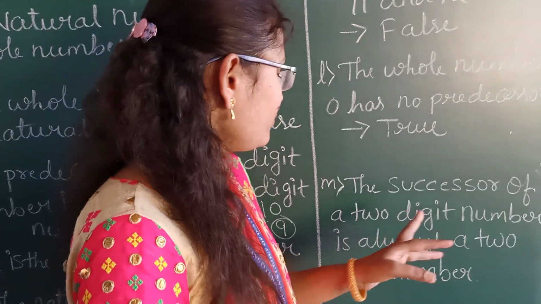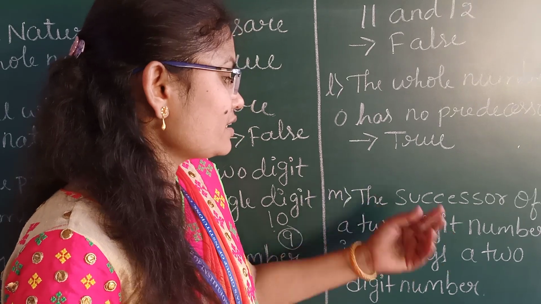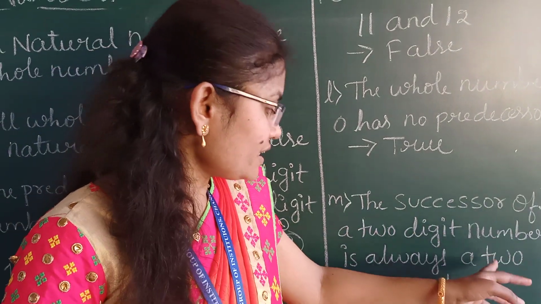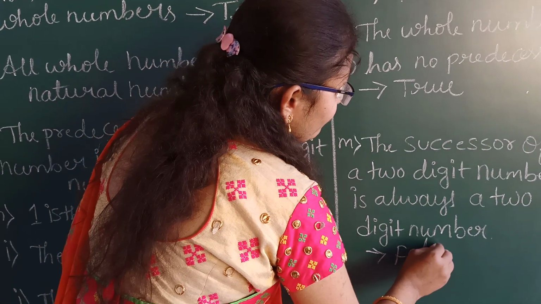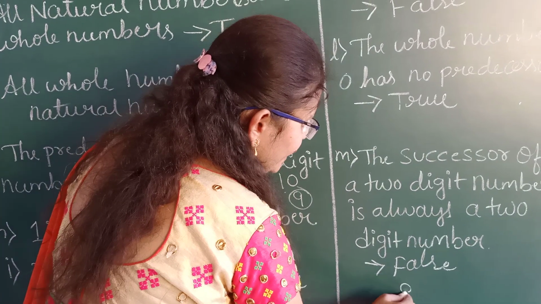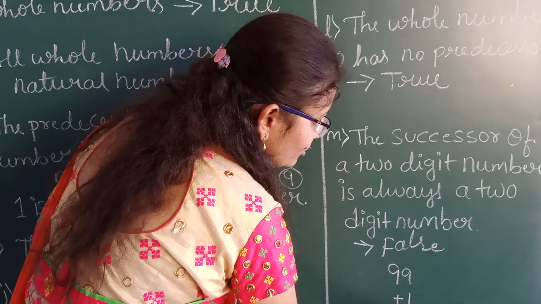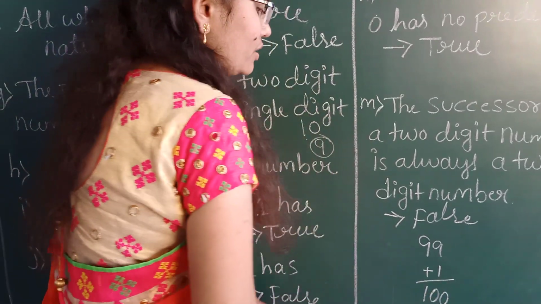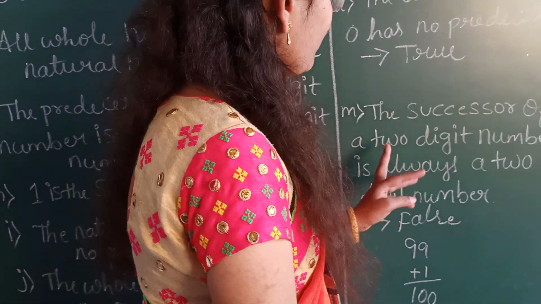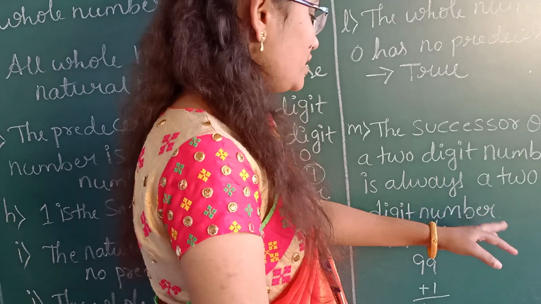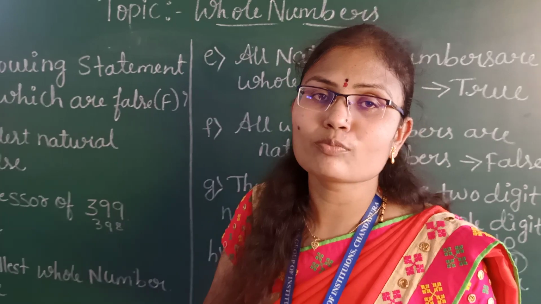Next we will move on to statement M. The successor of a 2-digit number is always a 2-digit number. It is false. Why? If you take 99, the successor of 99 is, if you add 1 to this number, you are going to get 100. So the successor of 99 is not a 2-digit number. So the statement is false. I hope you understood all the problems of exercise 2.1, children.